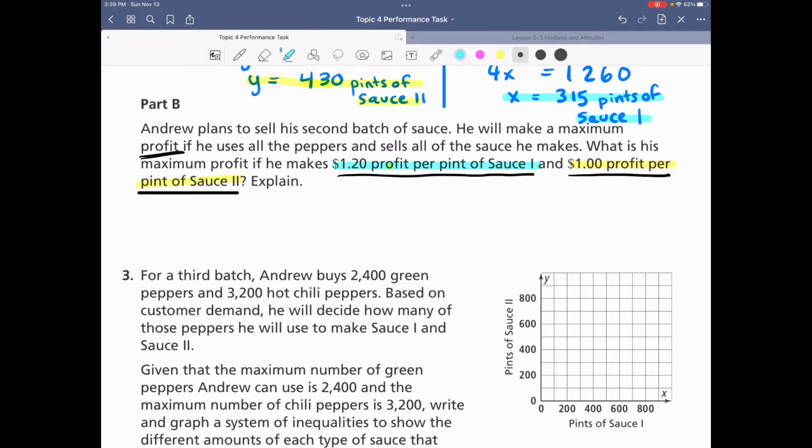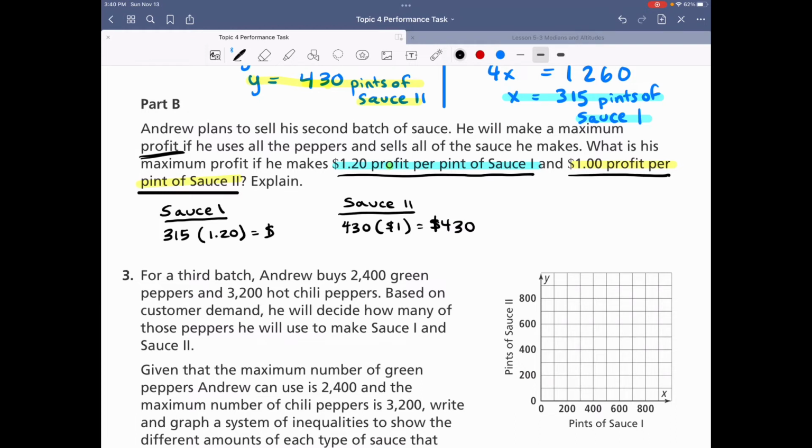All right, so now we're going to take the Y, the sauce 2, or maybe we should take sauce 1. Sauce 1. If you have 315 pints that you're selling for $1.20, you just want to multiply those. And then for sauce 2, you're selling 430 pints at $1 profit. So when you multiply that, you get $430.